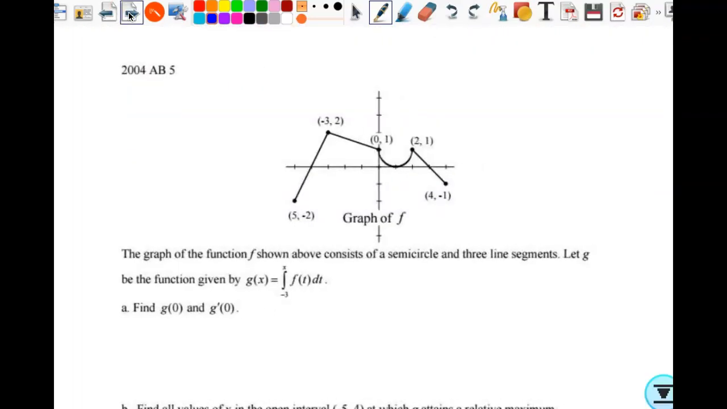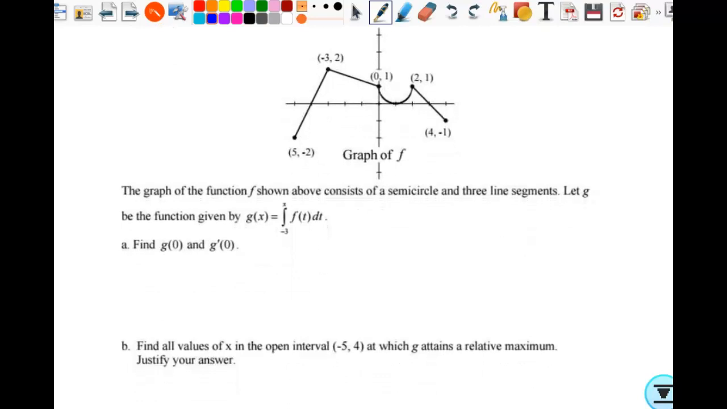Let's look at this next one. Okay. So we got this graph here. We're going to do some integrals. We'll worry about the area when we get there. This was on the 2004 test. And there's been similar things along the way.